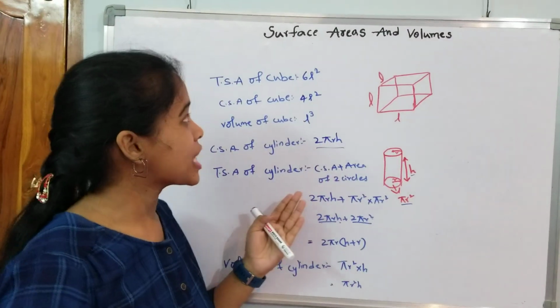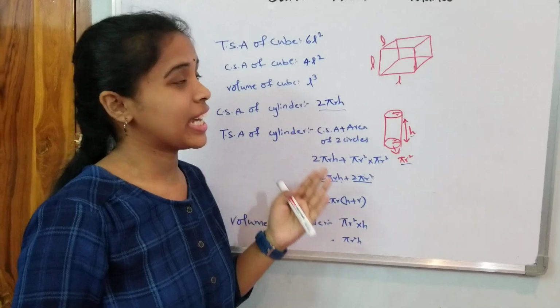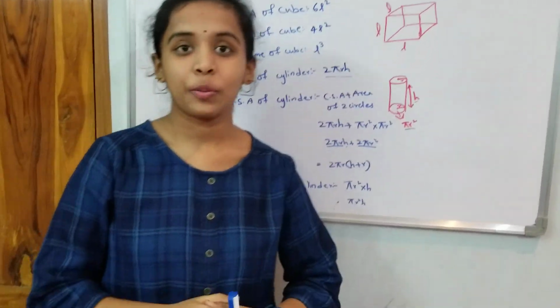So this is my explanation about surface areas and volumes of cube, cuboid and cylinder.